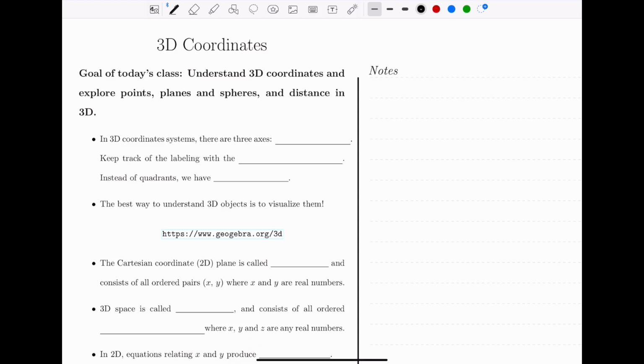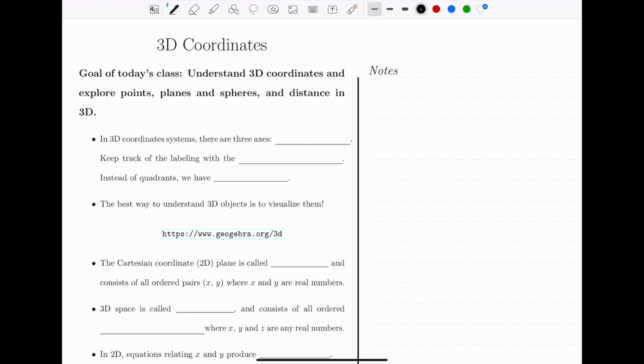Welcome back to Calculus 2. This section is an introduction to 3D coordinate systems. We want to understand 3D coordinates, and we're going to take a look at some specific shapes in 3 dimensions: points, planes, spheres, and we'll look at how to calculate distance in 3D.